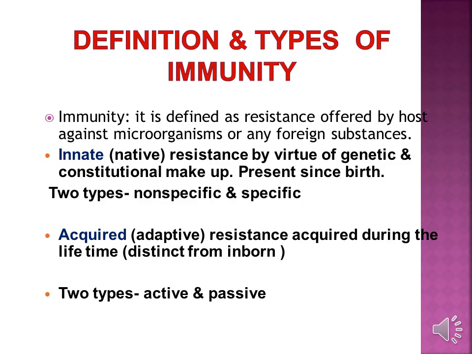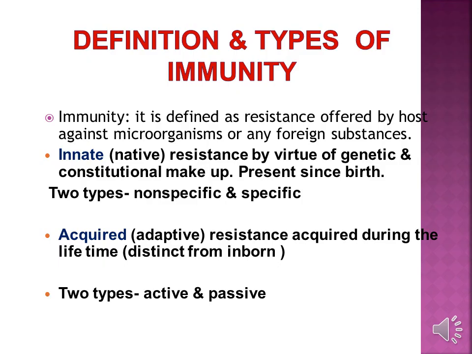Then what are the types? It is divided into two types mainly, innate and acquired. Innate immunity, or native immunity, is the resistance by virtue of genetic and constitutional makeup. So it is present since birth. And then again it is divided into two types, the non-specific and specific.